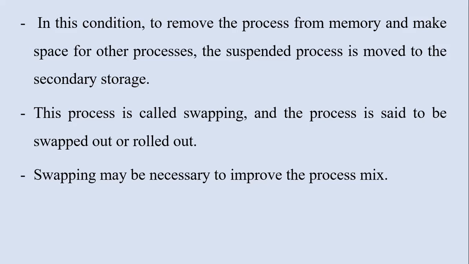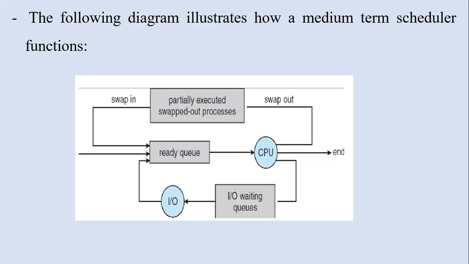In this condition, to remove the process from memory and make space for other processes, the suspended process is moved to the secondary storage. This is called swapping, and the process is saved. Swapping may be necessary to improve the process mix. The following diagram illustrates how a medium-term scheduler functions.